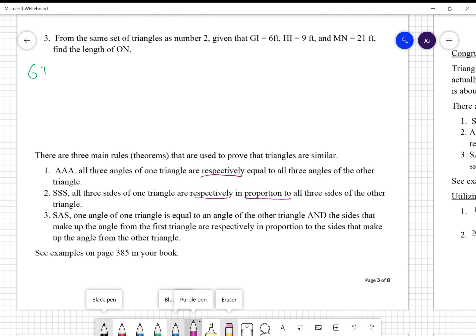And then the last one, side, angle, side. One angle of one triangle is equal to an angle of the other triangle, and the sides that make up that angle from the first triangle are respectively in proportion to the sides that make up the angle from the other triangle. Okay. And if you look in your book on page 385, that gives you examples of what I'm talking about. I am going to stop this recording here so that I can close my whiteboard and reopen it so that hopefully it will work better on the rest of this lesson.